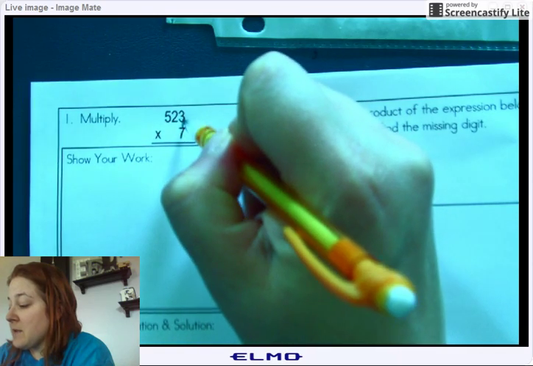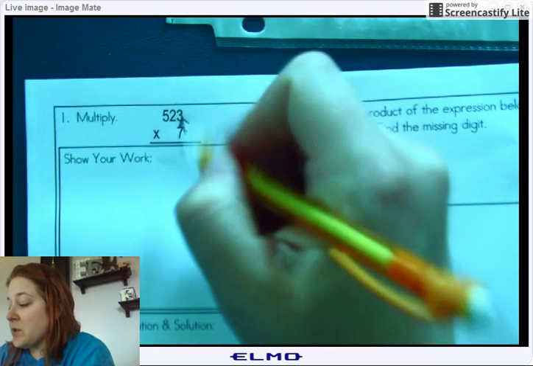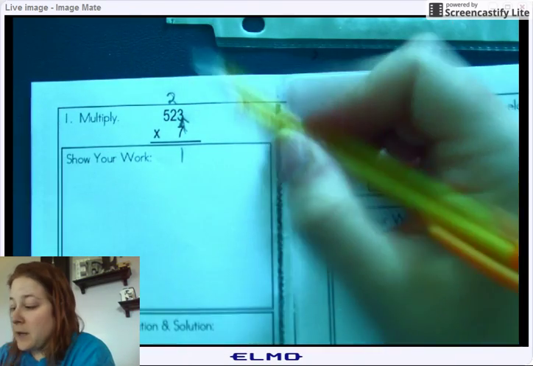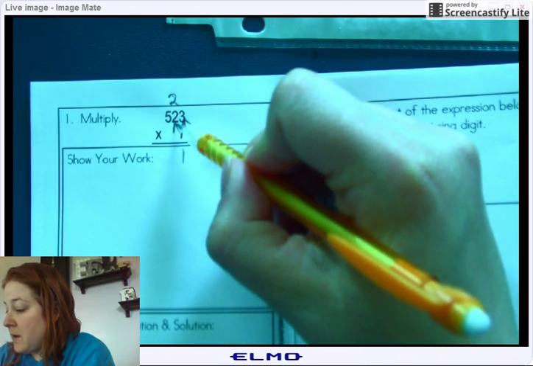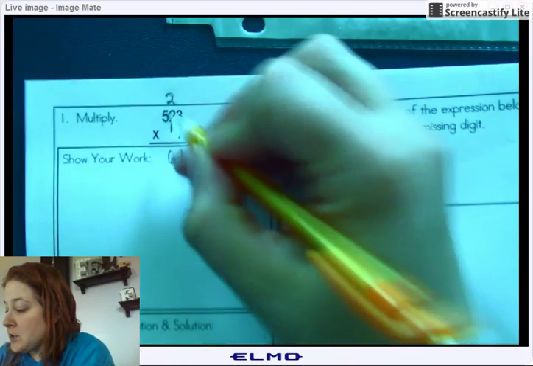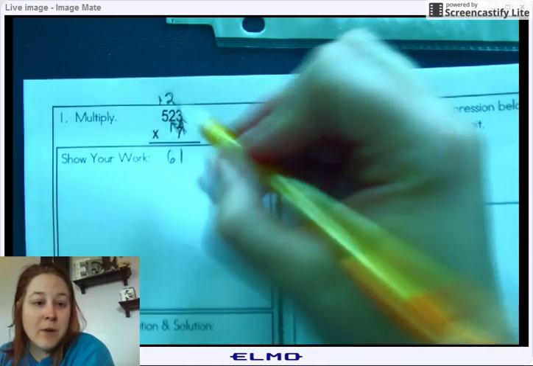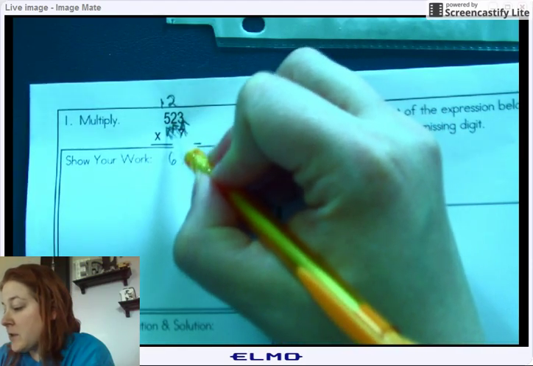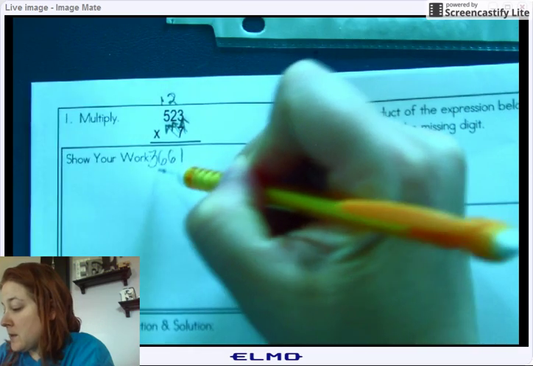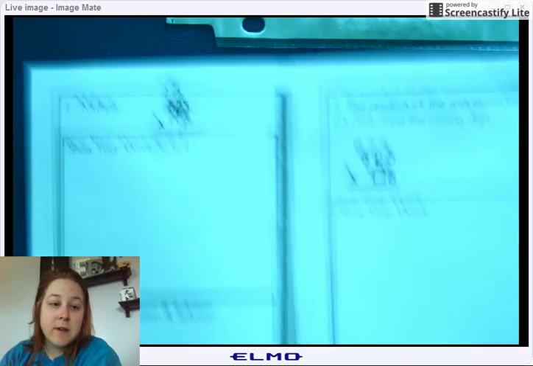So I'm going to take 7 times 3, which is 21, trade your 2. Your 2 has to go up top your 2. Now 7 times 2 is 14, 15, 16. Trade your 1, and then last number, 7 times 5, which is 35, plus 1 is 36. So your answer is 3,661.